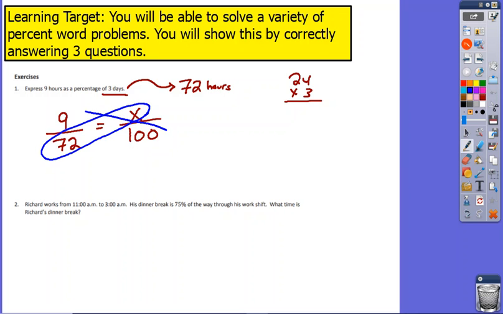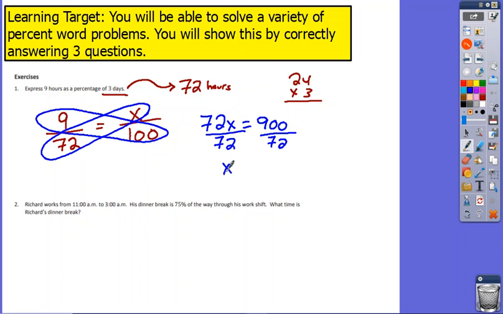I can do my butterfly cross multiplication. 72x is 900. Divide by the 72, and that works out to 12.5%. So 9 hours is 12.5% of 3 days. Richard works from 11 a.m. to 3 a.m. His dinner break is 75% of the way through his work shift. What time is Richard's dinner break?